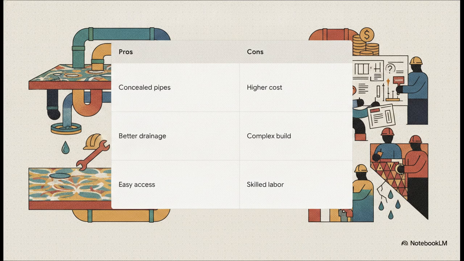But there is a catch. That seamless look absolutely comes at a price. It means higher construction costs, a much more complex execution process. You absolutely need highly skilled labor, and it demands unforgiving, totally strict waterproofing. Basically, if you want the aesthetic and functional benefits, you've got to pay for the expertise to do it right.